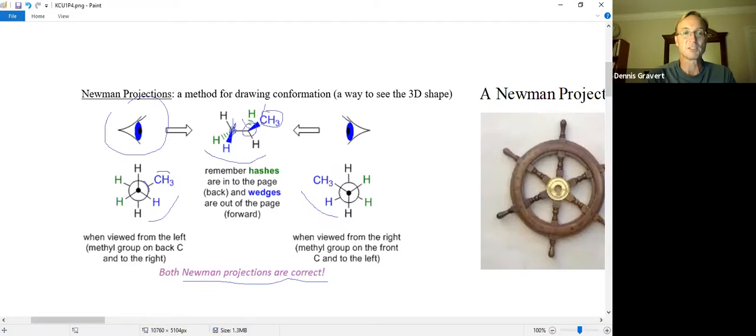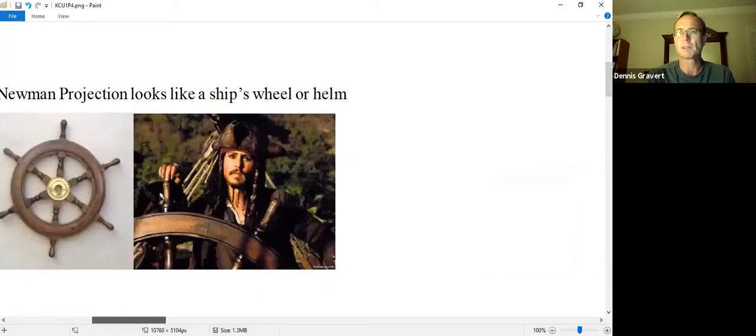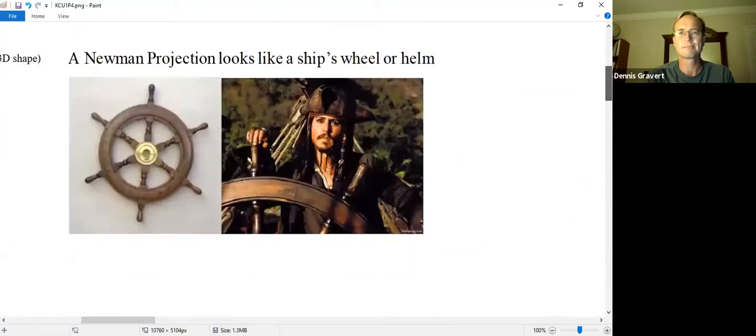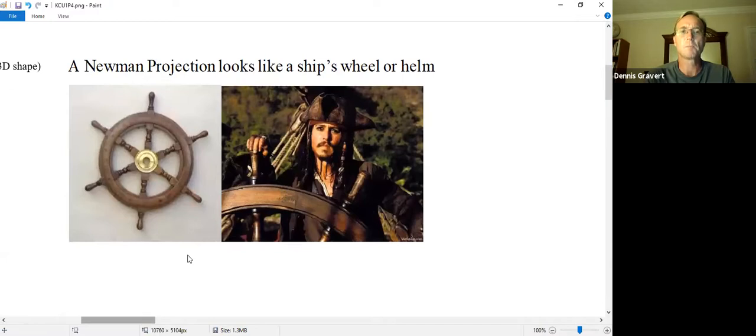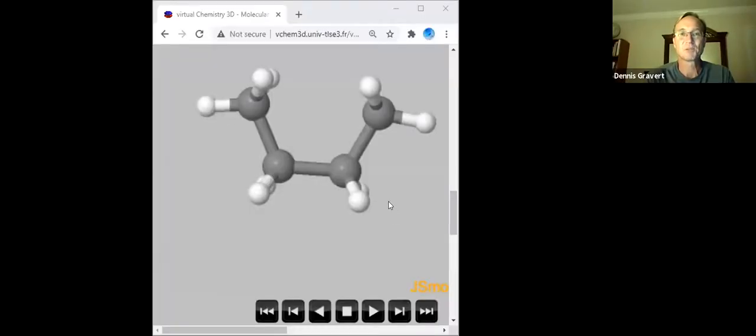Okay, how do we draw these Newman projections? Before we draw one, let's get a better 3-dimensional image of, I'm going to try drawing butane. So let's go over here. I found this one website that can allow you to rotate a 3-dimensional model in space. It's kind of cool. I'll put the link in the comment section. I got it zoomed in.